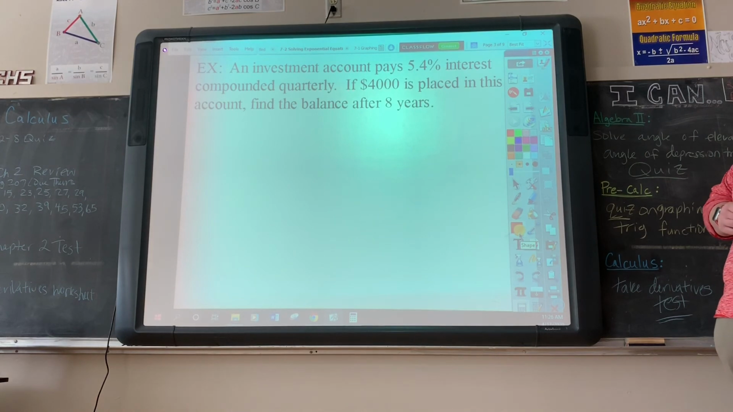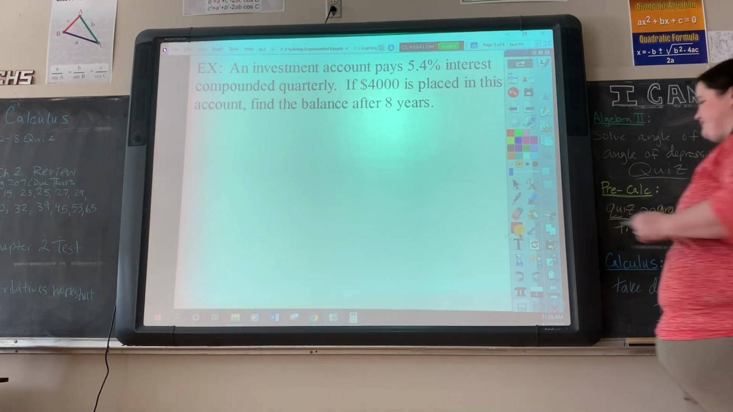So we're looking at an investment account. It pays 5.4% interest, and it's compounded quarterly. If $4,000 is placed in this account, find the balance after 8 years.